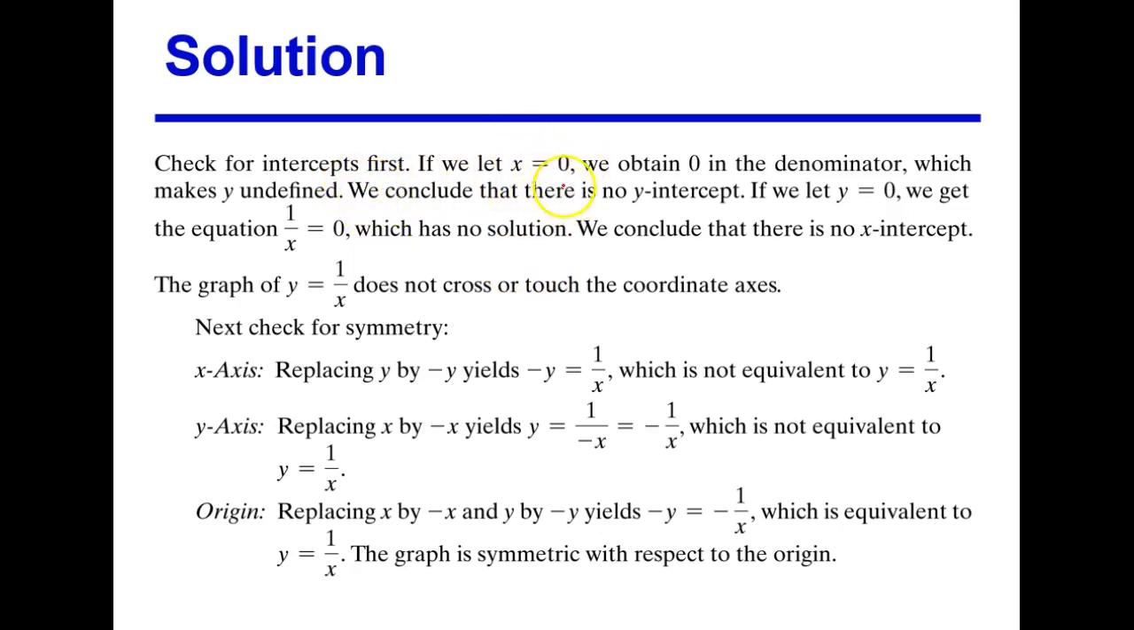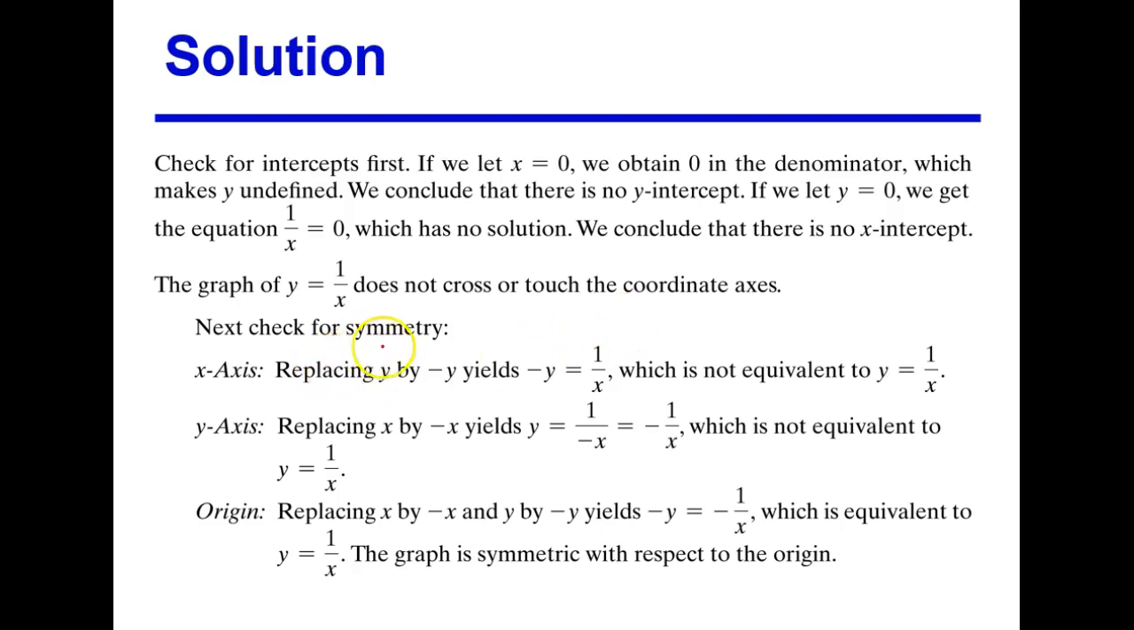If we have x equals 0, we have a 0 in the denominator, so I know that that's not going to actually happen. So then I let y equal 0, so I know that that has no solution, so there's no intercepts. Okay, so I know that this graph does not cross or touch any of my axes.